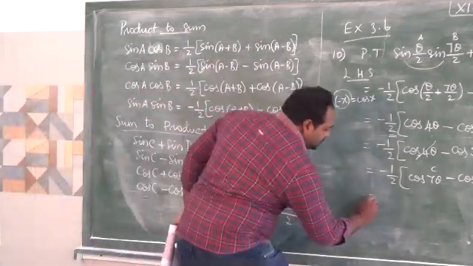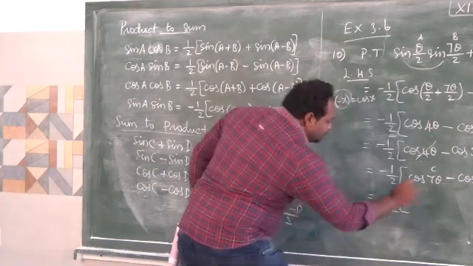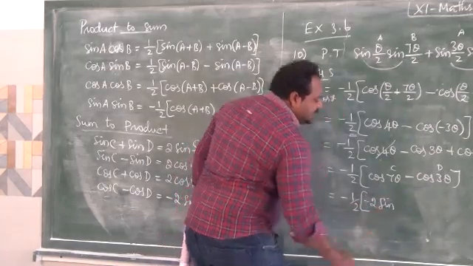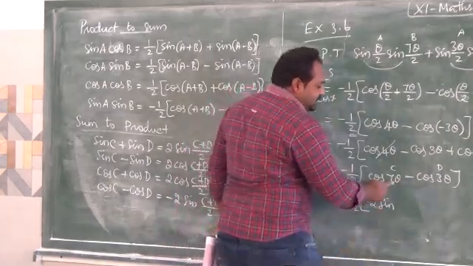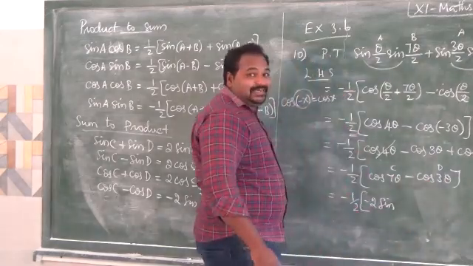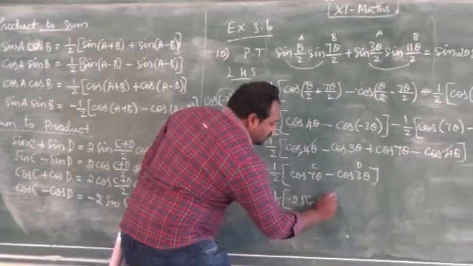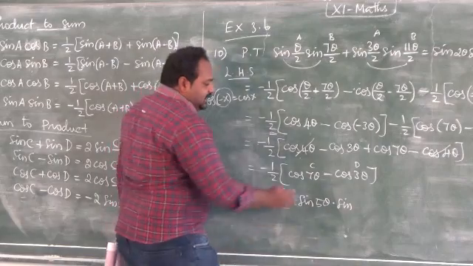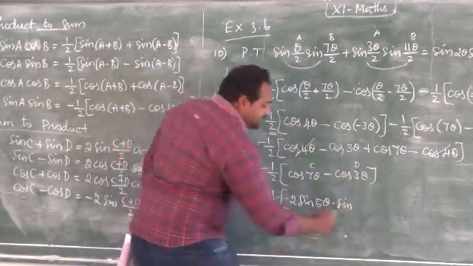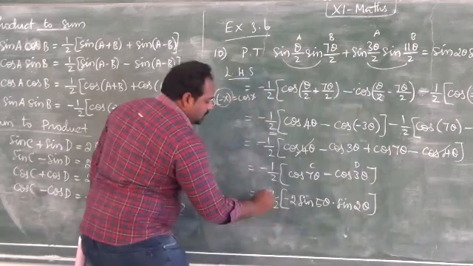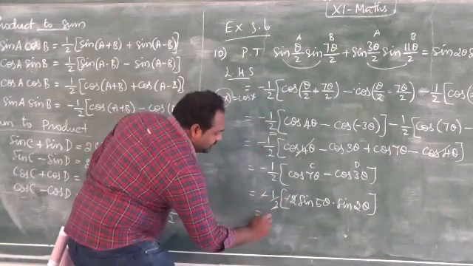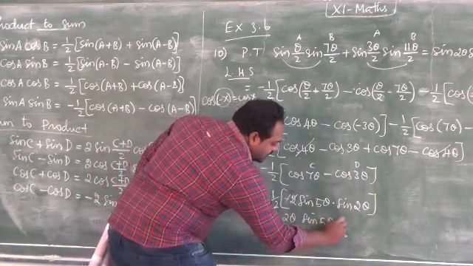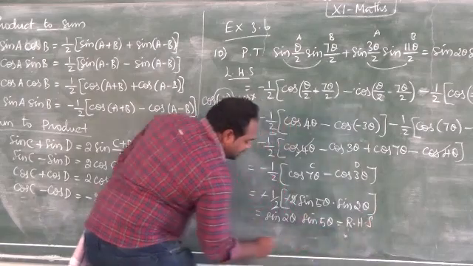So minus 1 by 2 as it is. With the sin C minus D formula, I'm going to take minus 2 sin C plus D by 2. 7 theta plus 3 theta is 10 theta by 2, which is 5 theta. Then into sin C minus D by 2: 7 theta minus 3 theta, 4 theta by 2 is 2 theta. Minus minus cancel, 2 cancel. Finally I'm getting sin 2 theta into sin 5 theta, which is the RHS, hence proved.